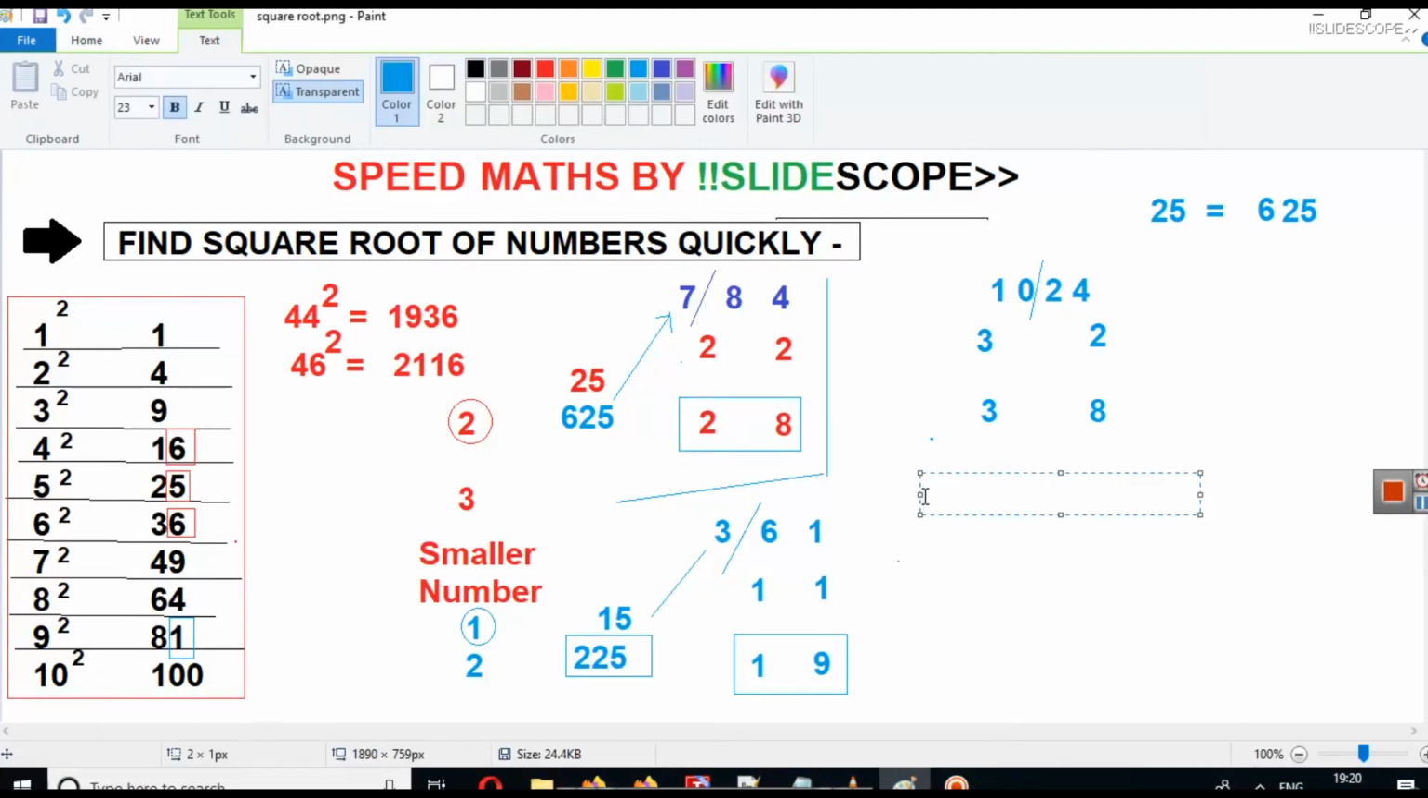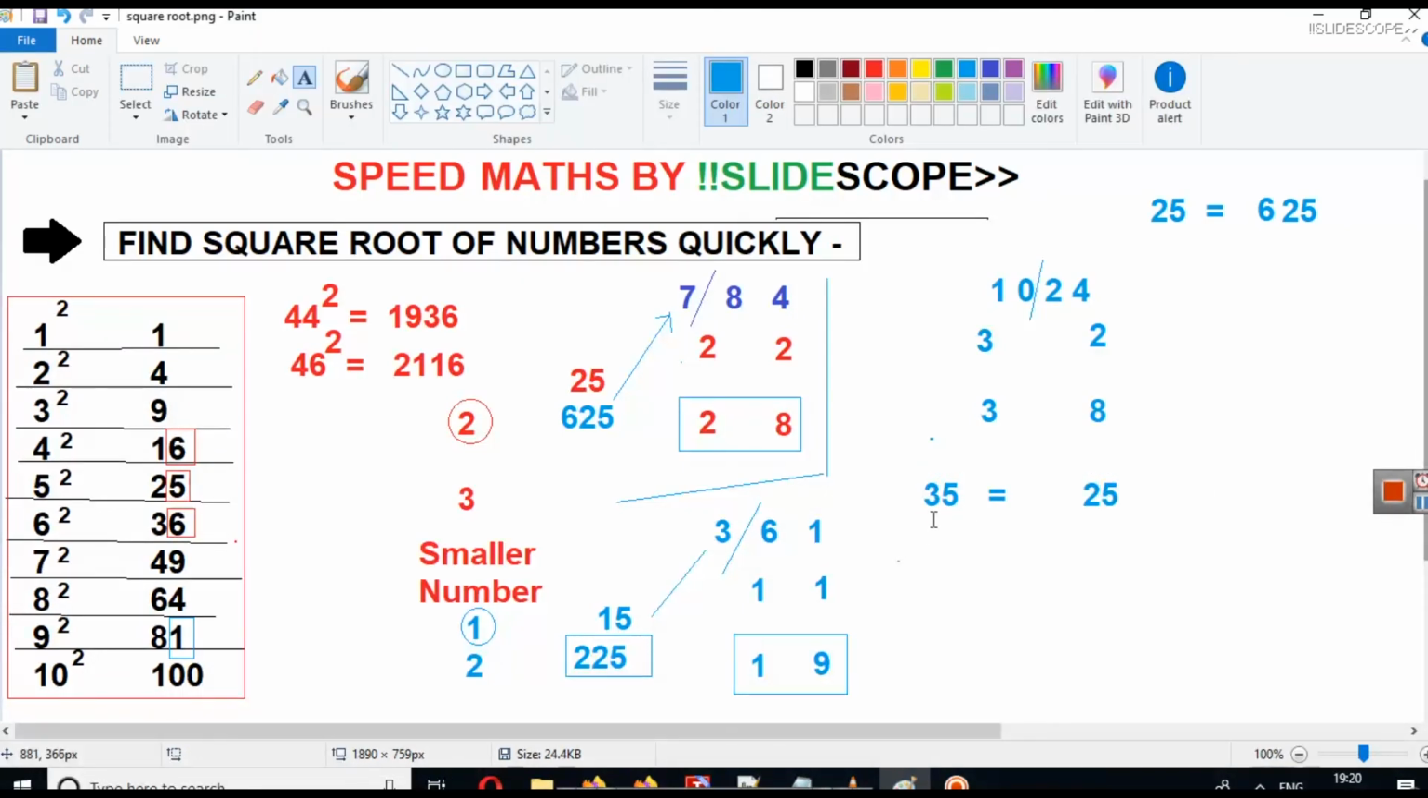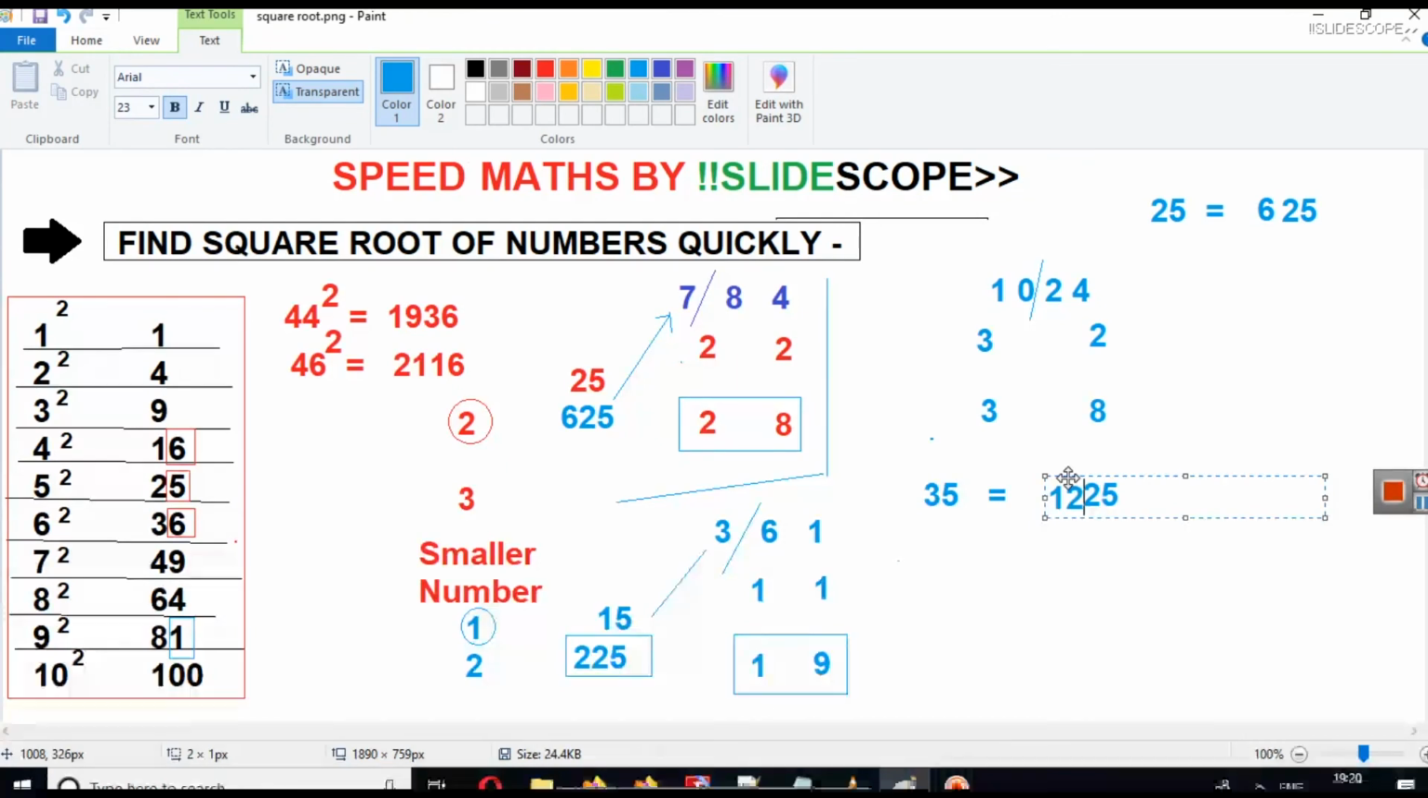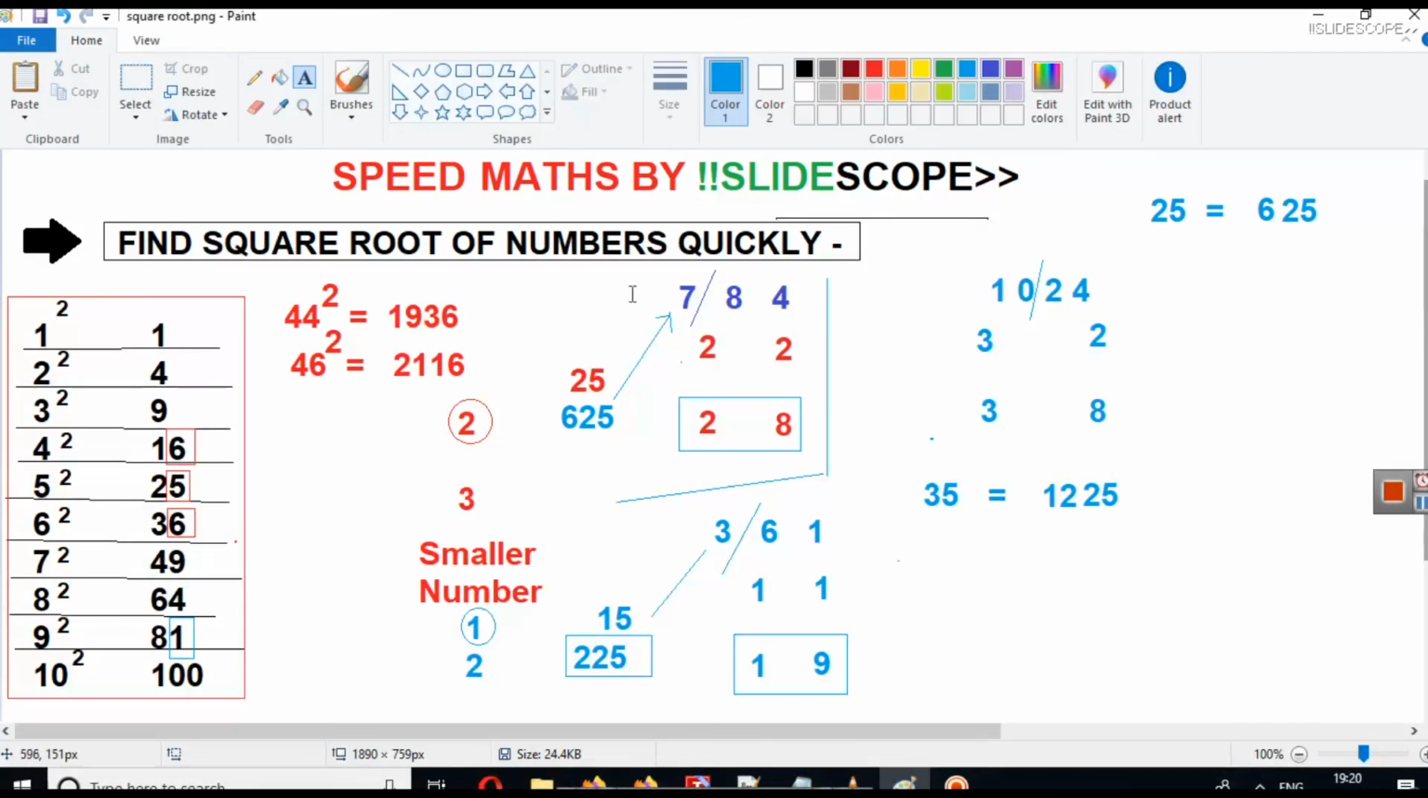So again, finding a square of 35 is really easy. What you have to do, just write 25 here, add 1 to 3, 3 plus 1 is 4, 4 into 3 is 12, so 1225. Again, it's a simple trick discussed in the last example. So now compare 1225 with 1024. 1024 is less than 1225. So just choose the number which is less. So 38 is greater than 32, hence 32 will be the answer.